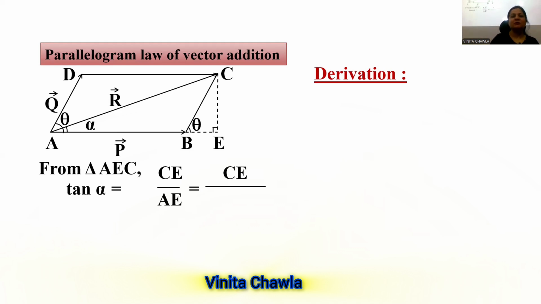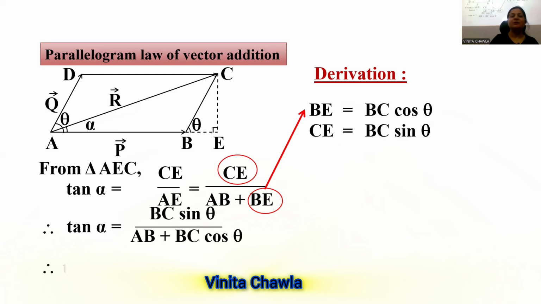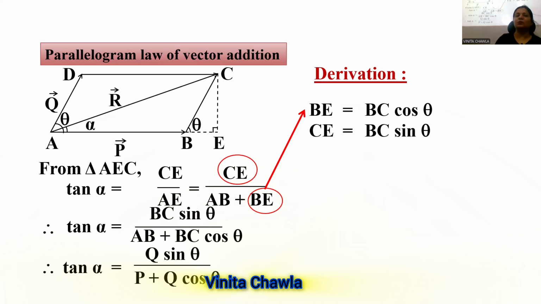This is CE upon AB plus BE, which we have written here. Now we will write for BE. BE is BC cos theta and CE is BC sin theta. So we can further write this, and BC is Q. So it's Q sin theta, and AB is P plus BC is Q, so Q cos theta. We have got the same relation as we had in the triangle law of vector addition.